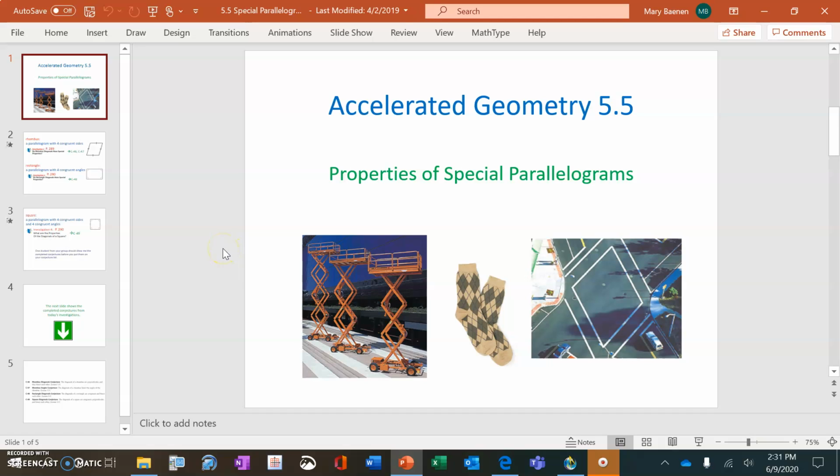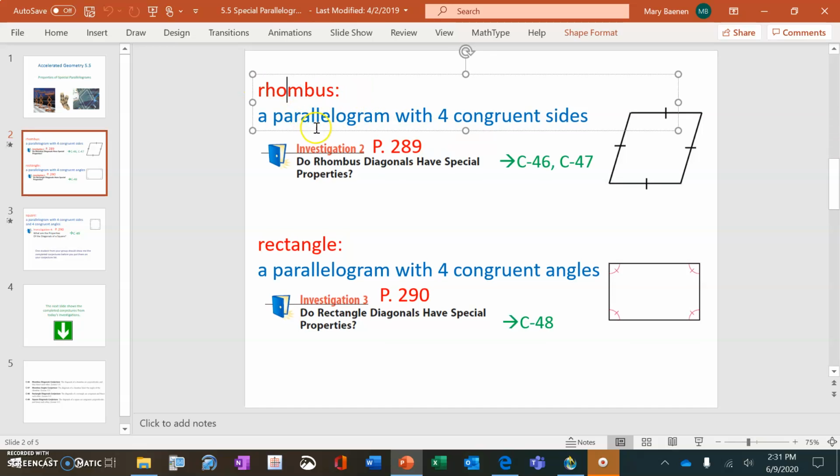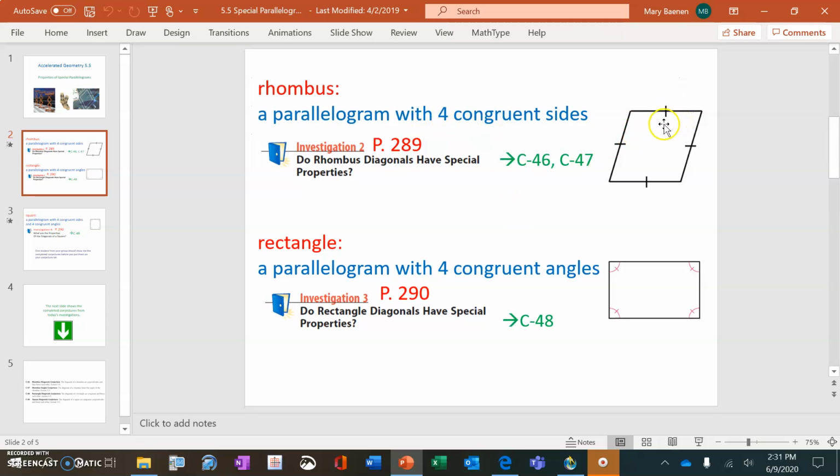This is lesson 5.5 of accelerated geometry, and it talks about the properties of special parallelograms. The first parallelogram that we're going to talk about is a rhombus. A rhombus is a parallelogram with 4 congruent sides. So here is a sample of a rhombus.